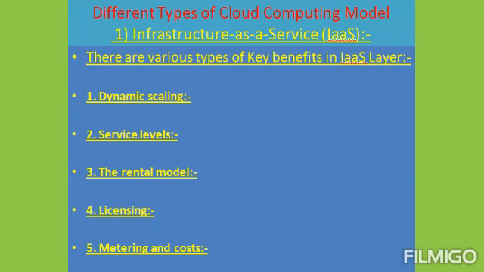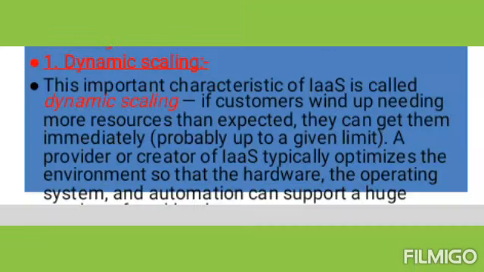So what is dynamic scaling? This important characteristic of IAAS is called dynamic scaling. Dynamic scaling means you can scale up and scale down your services as per your requirement. So if customers wind up needing more resources than expected, they can get them immediately. A provider or creator of IAAS typically optimizes the environment so that the hardware, the operating system and automation can support a huge number of workloads.